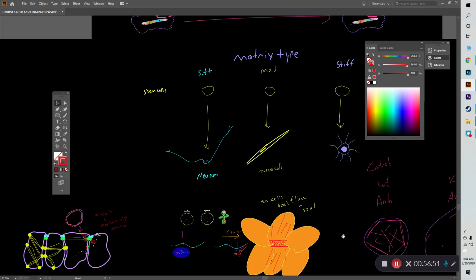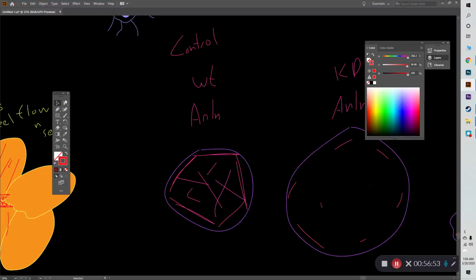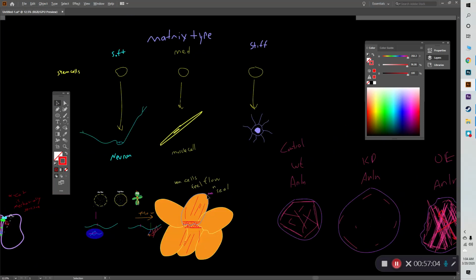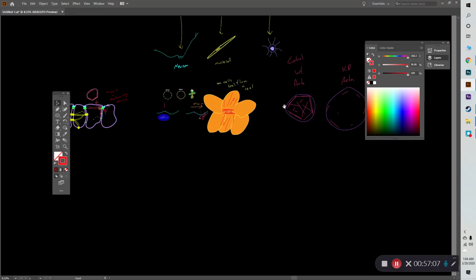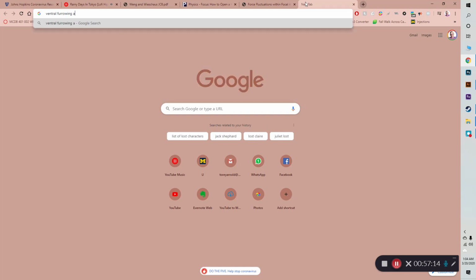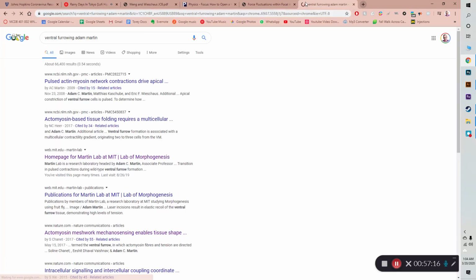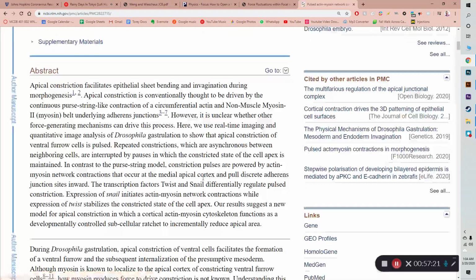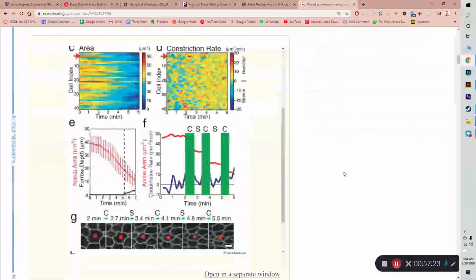Adam Martin is one of the first people who really showed the importance of this medial apical population of actin here, the stuff in the middle. He showed that's really important in Drosophila for ventral furrowing, and I've shown some videos of this. This is the 2009 paper, and his work really influenced my work for sure.